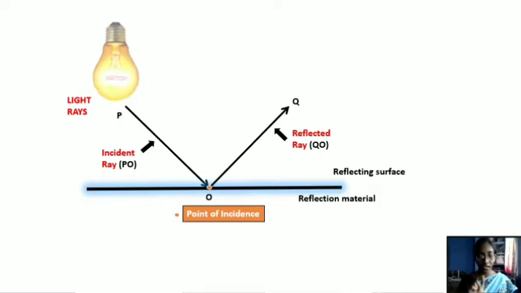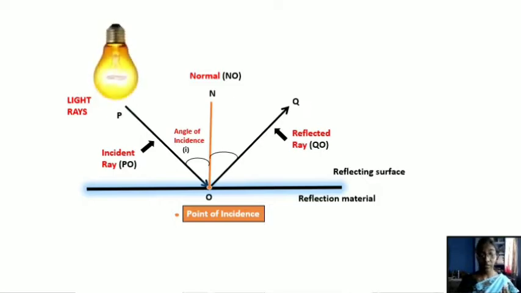Now when you draw a straight line from the point of incidence, it is called the normal, and this normal is perpendicular to the reflecting surface. This normal is drawn from the point of incidence. Now you can see the angle formed between the incident ray and the normal, and the angle formed between the normal and the reflected ray are equal. The angle formed between the incident ray and the normal is called the angle of incidence, denoted by the small letter i, and the angle formed between the normal and the reflected ray is called the angle of reflection.